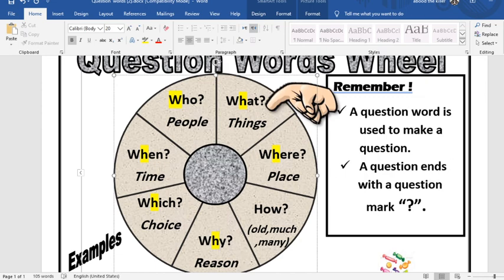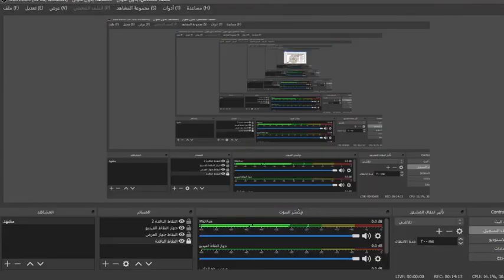Now, this is part 1. Let's make a quick revision. We use the question words to form questions or to start questions with. We use who for people, when for time, which for choice, why for reason, how alone or how old for age, how much for uncountable nouns, how many for countable nouns, and where for places. That is part 1.